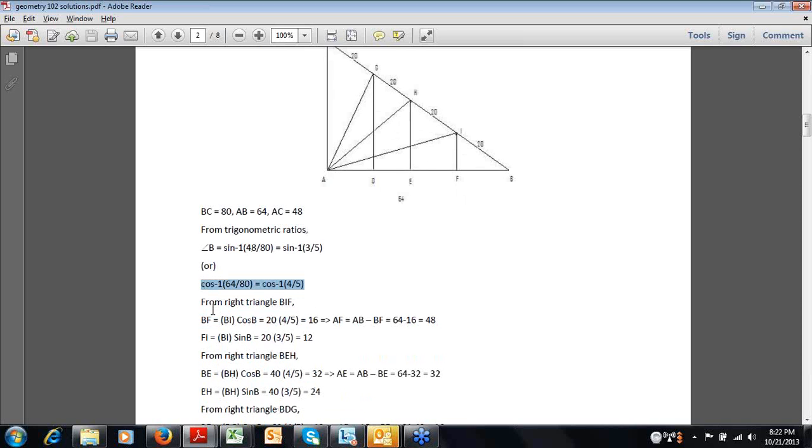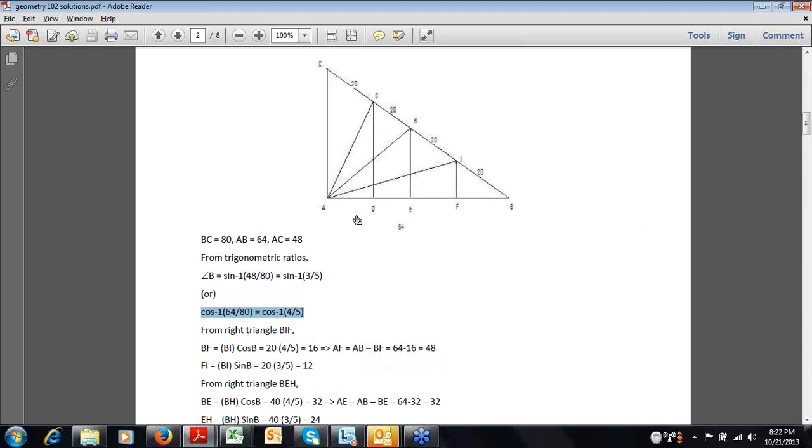So we can see it from triangle BIF. What will be the value of BF? BF will be BI cos B. Cos B we have already calculated. So BI cos B will be 20 into 4 by 5. So it will be 16.